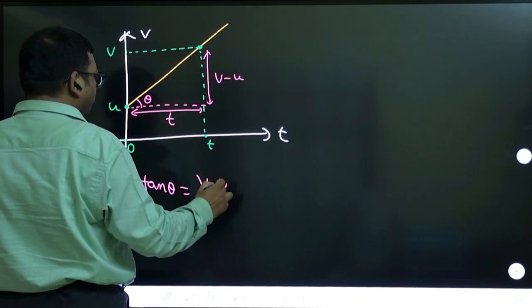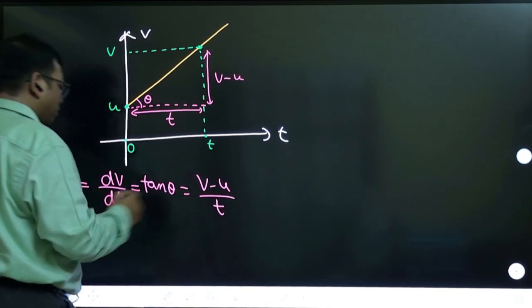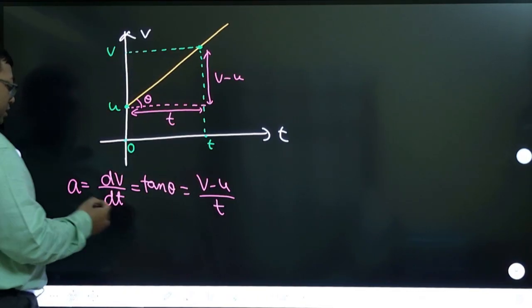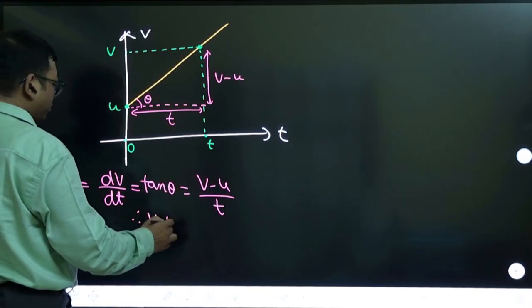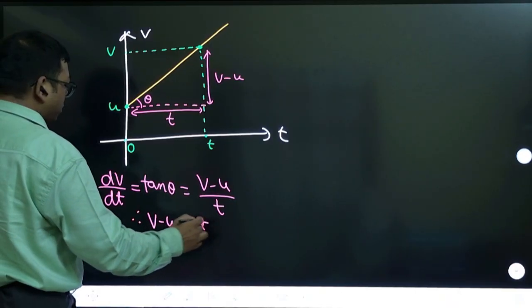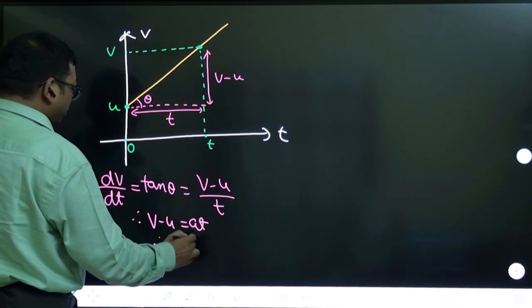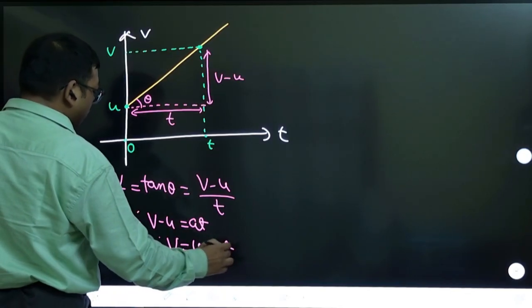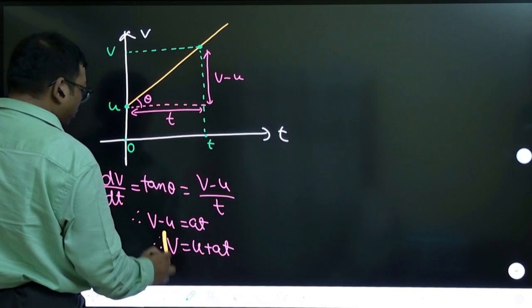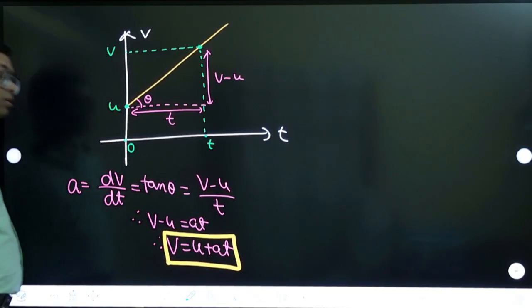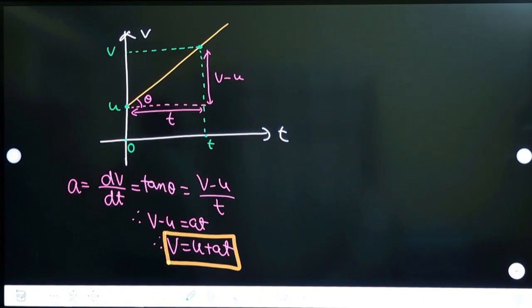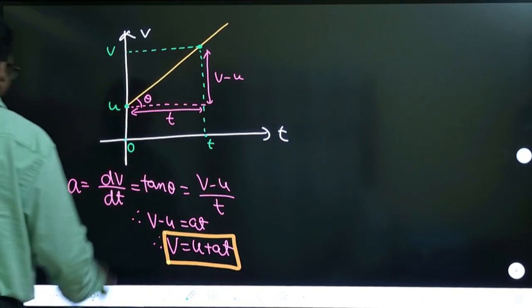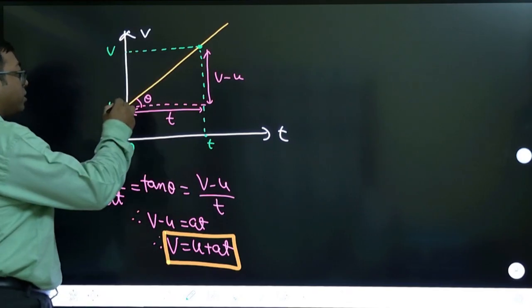So from here you got the first equation, right? v minus u by t is a, so v minus u is equal to at. That is why v equals u plus at. See, very easily you got the first equation. That's why, if you can understand graphs now, very difficult questions can also be solved, because tan theta, it's a straight line, so it's a constant slope.